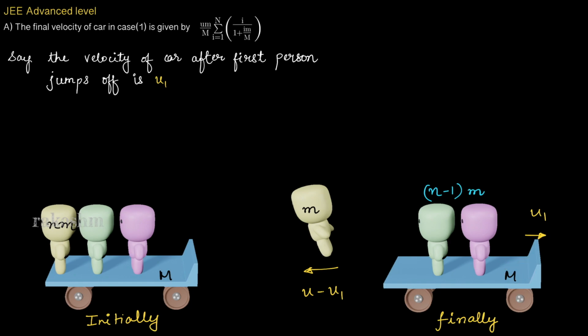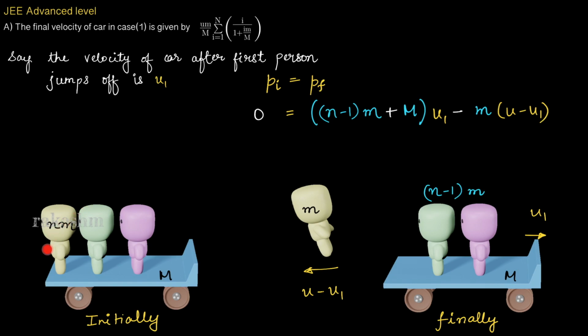So the car and the people on the car, see, one person of mass m has jumped off, right? So the remaining people on the car are (n minus 1) times m. All this car and these people have velocity u1 towards the right, and this person of mass m who has jumped off has a velocity u minus u1. See, he has said u with respect to the cart, so with respect to the ground, this person has a velocity u minus u1.